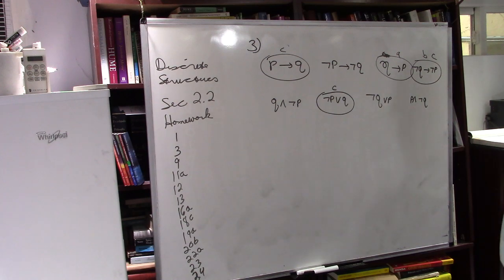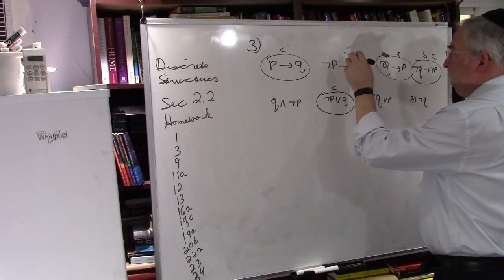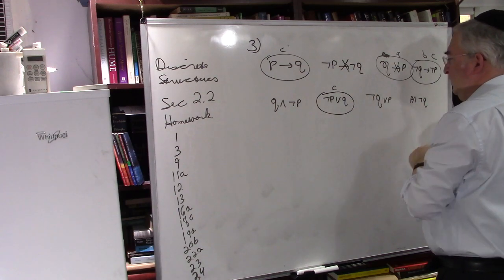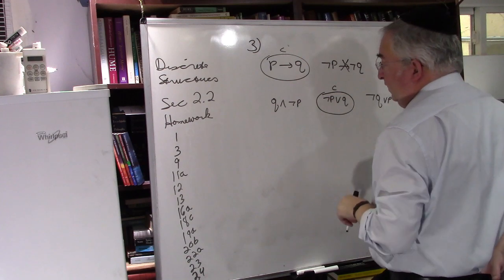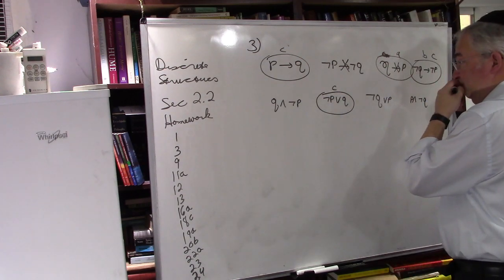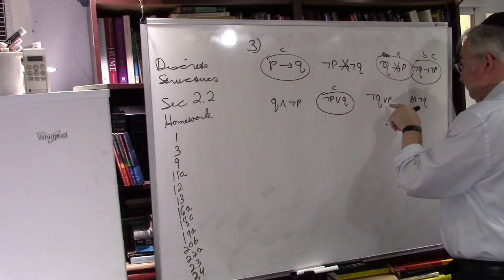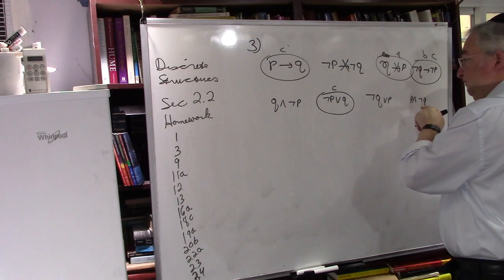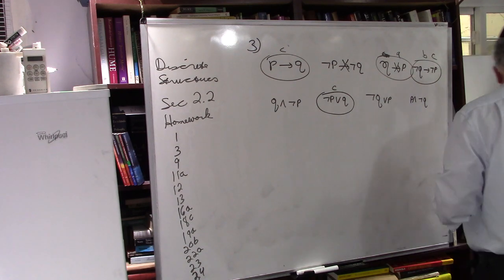Okay, I don't see any others. Anyways, this is not. This is not. This and this is. I don't see how this is or this is. It's not. It's not. It's not. Okay? Very good. So that's C.